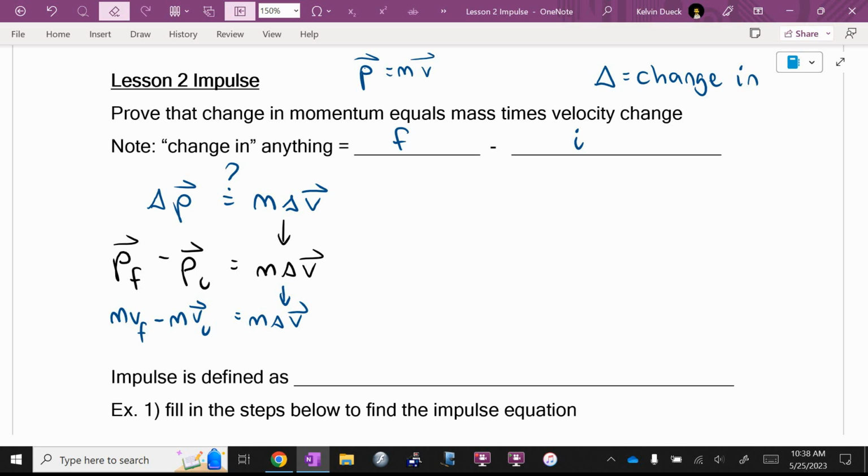Are they the same thing? Is there an m in everything on the left? There is. I can factor out that m, GCF. I can write this as, and now I'm running out of room, so I'm going to move over here, m times v final minus v initial, and I'm trying to show that that's the same as that.